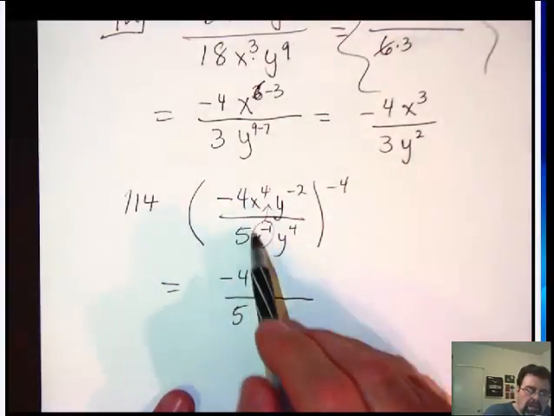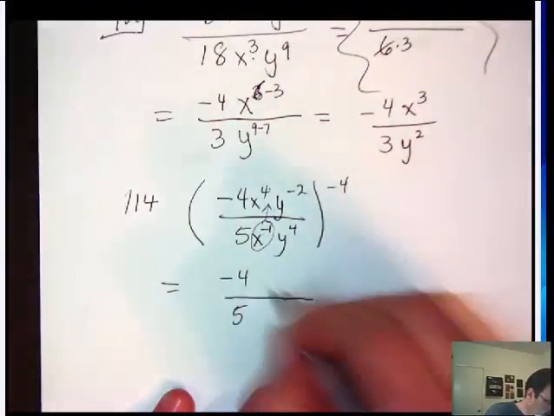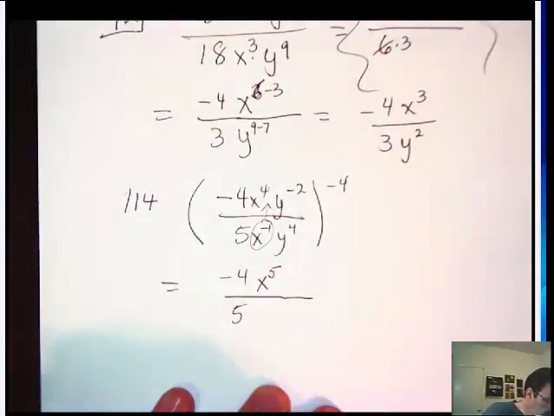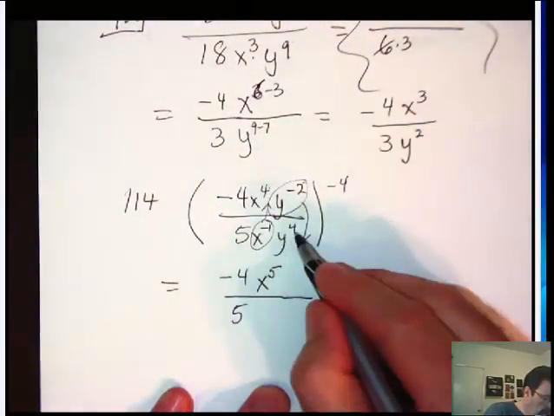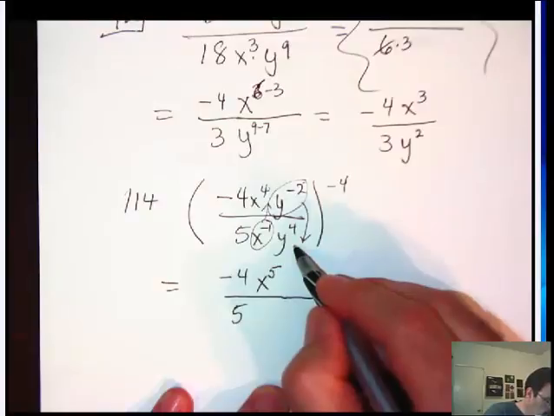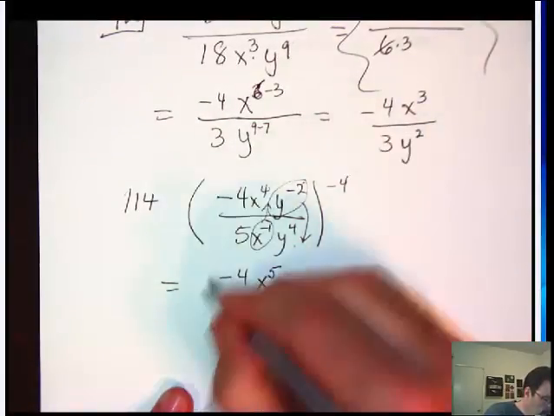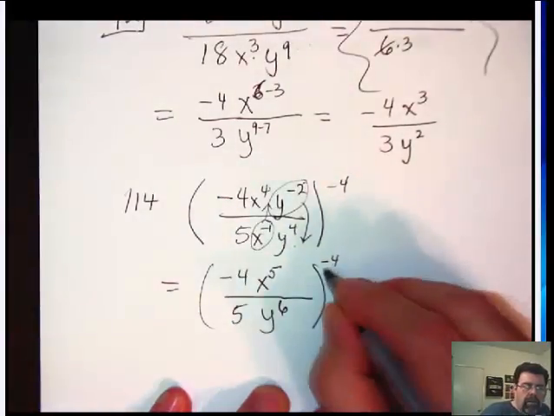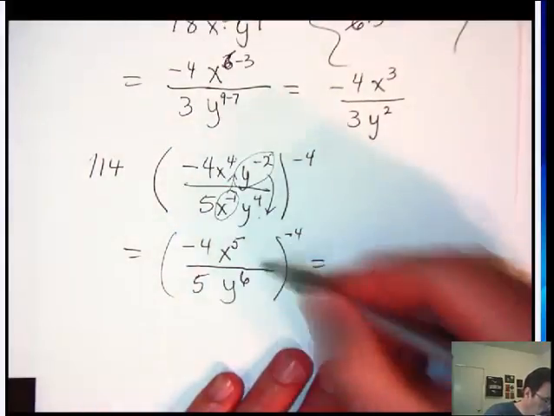Remember, I'm moving it up to there. So it's 4 plus 1, because it's 4 minus a minus 1. So that's 5. This one I'm going to move to the bottom. So I'm going to add y to the 4th and y squared on the bottom. So that's y to the 6th. So this simplified.